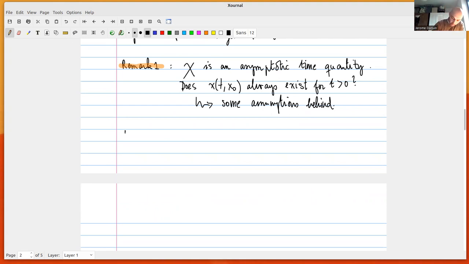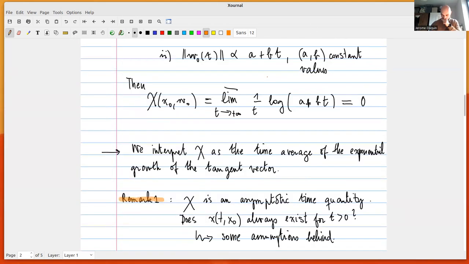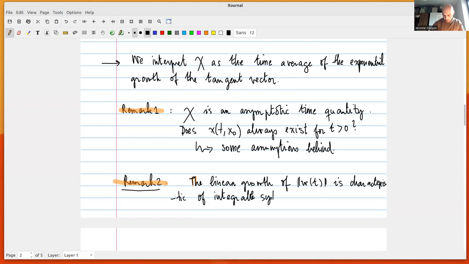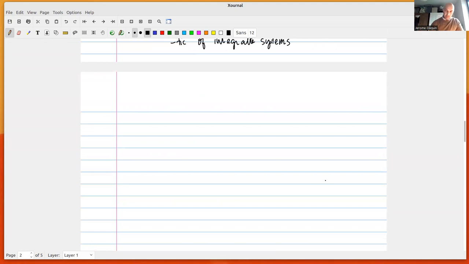So second, can I go ahead? Remark number two. This linear growth that you see here is characteristic of integrable systems. So the linear growth of w(t) is characteristic of integrable systems. Here I will not really define in which sense I want my systems to be integrable, but just let me give you one example.